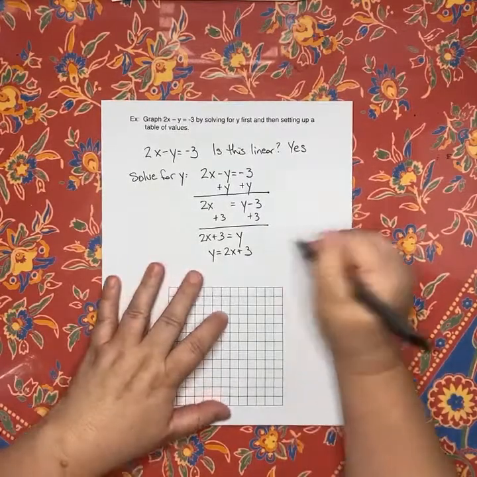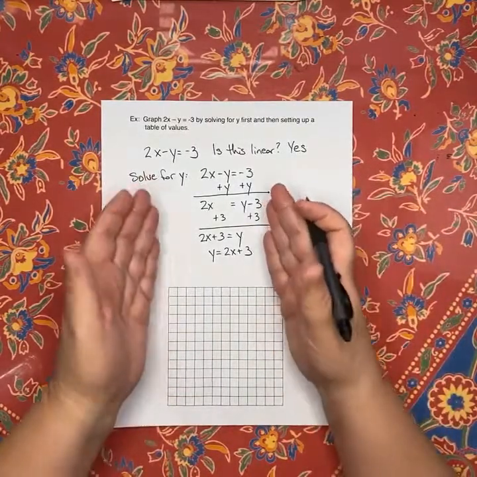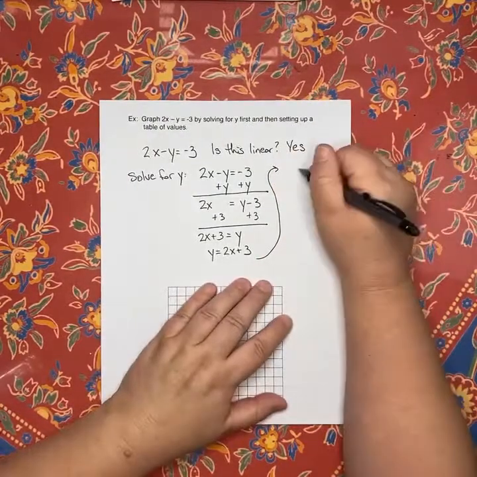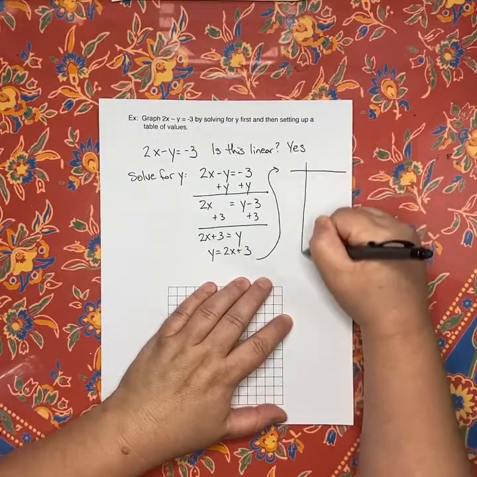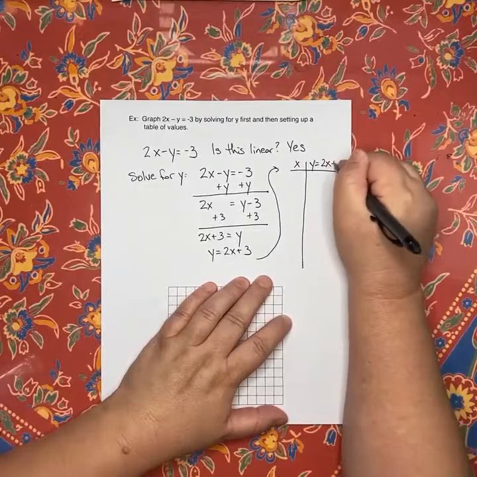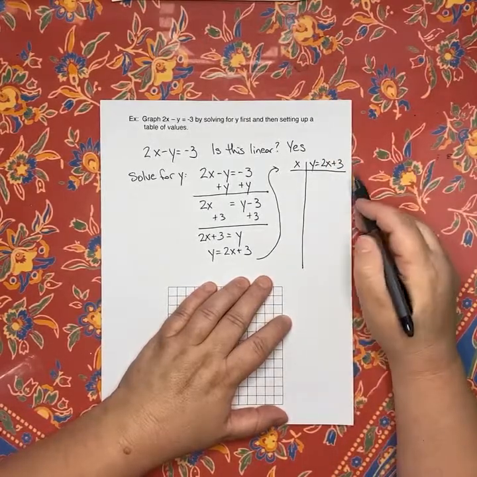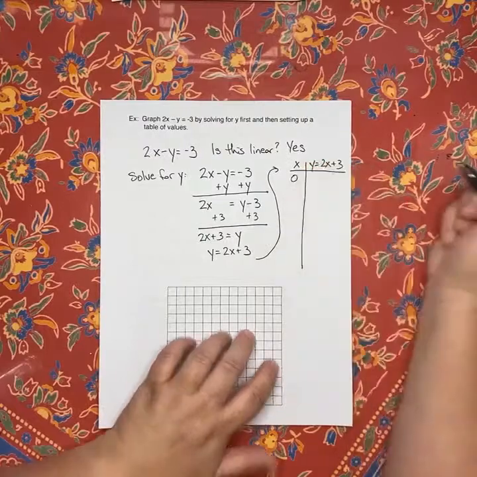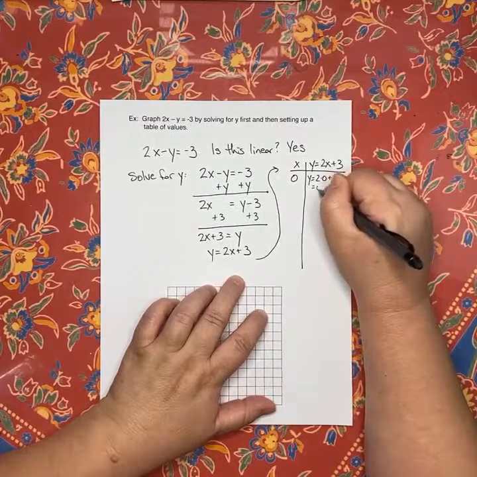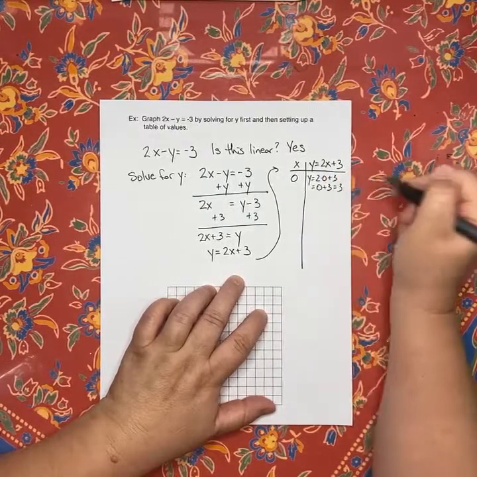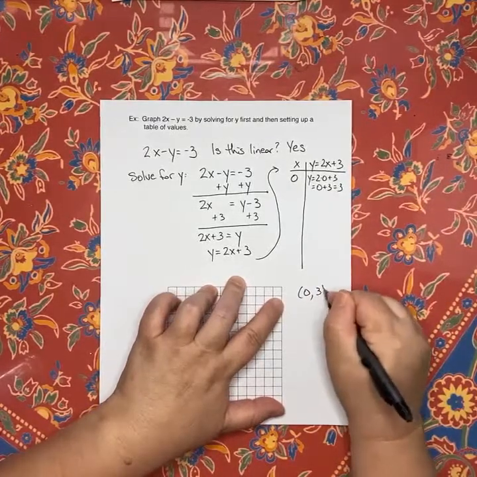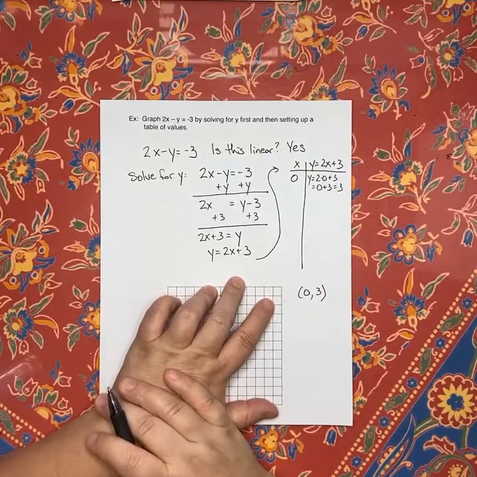Kind of woohoo? Okay, now I'm regretting that I put this in the middle. Not very good use of space. But let me see if I can squish in a table of values right here. There's my x. There's my y equals 2x plus 3. So it's going to be a little bit of work. But let's start with 0. When x is 0, y equals 2 times 0 plus 3, which is 0 plus 3, which is 3. So I've got a point 0, 3. So I'm going to write that down here. That's one of my ordered pairs.